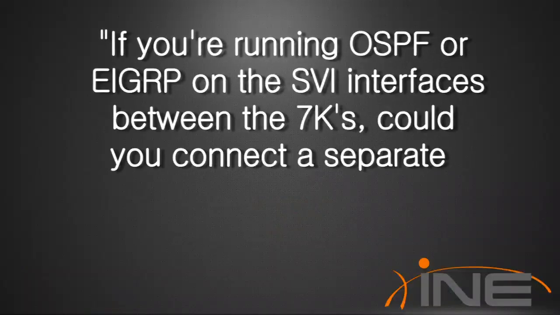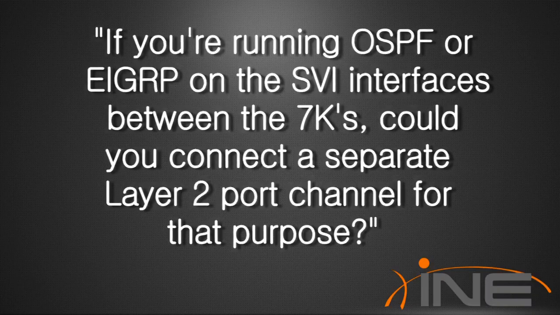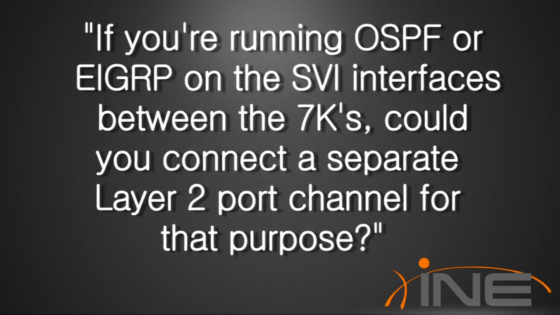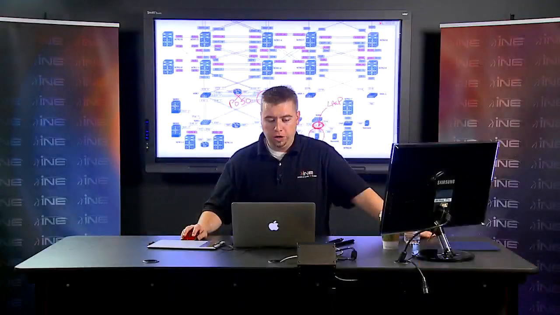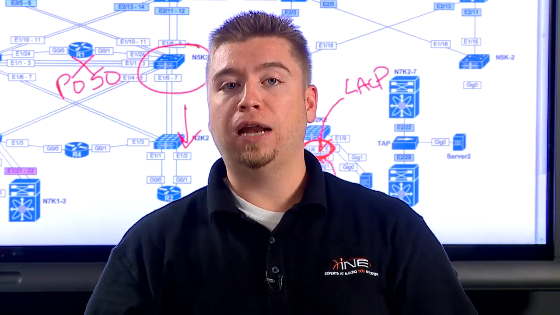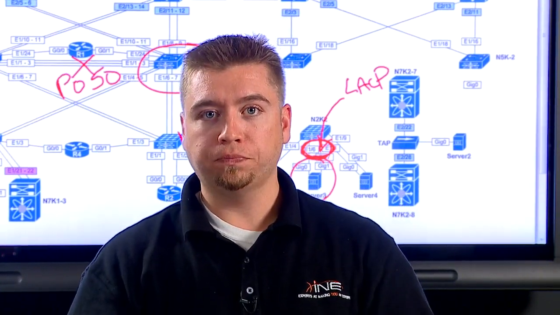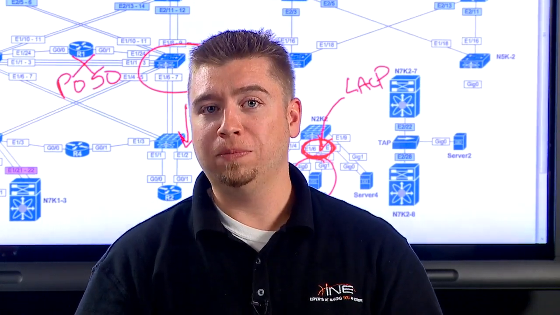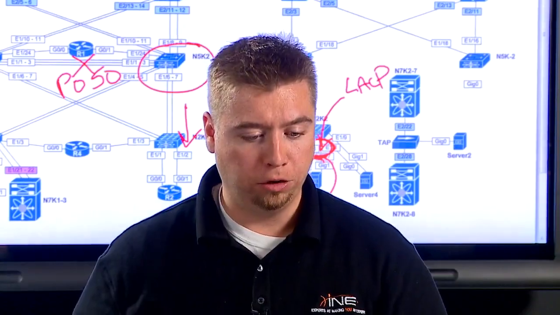Okay, there's a question. If you're running OSPF or EIGRP on the SVI interfaces between the 7Ks, could you connect a separate layer 2 port channel for that purpose? Yes, you could, and you would want to do that. If you're routing between the 7Ks and you're routing for non-VPC segments, so basically for SVIs that are not part of your VPC members, then you would want to put that on a separate physical segment. You don't want that to go over the VPC peer link. You want it to go over its own layer 2 interface.